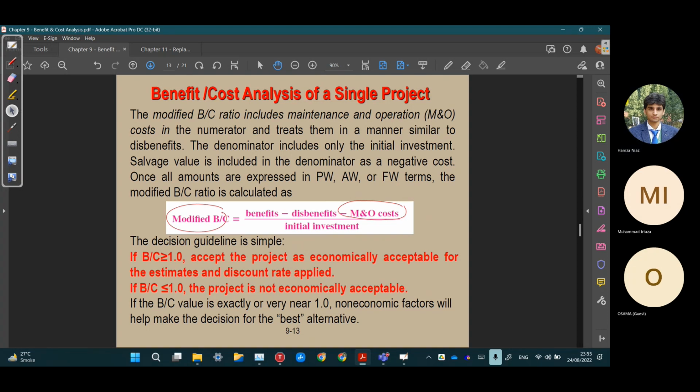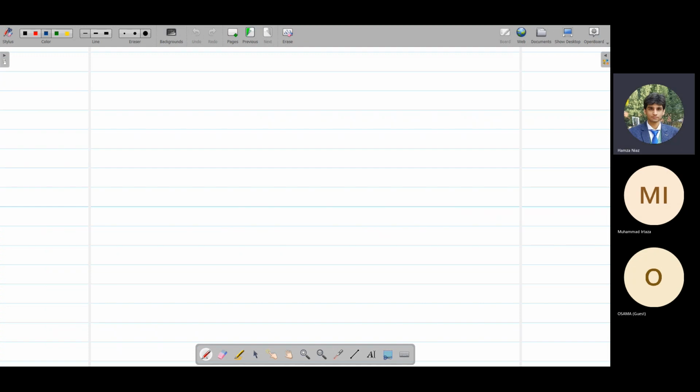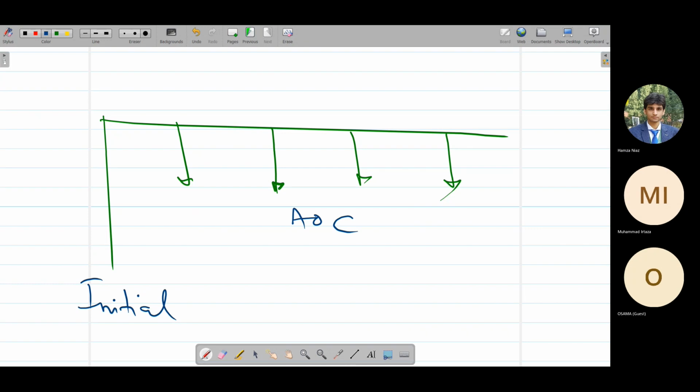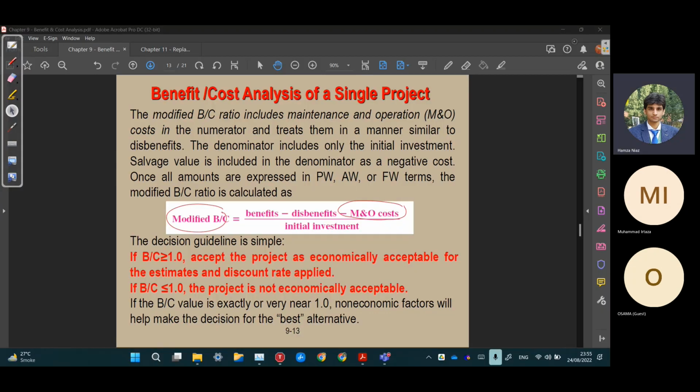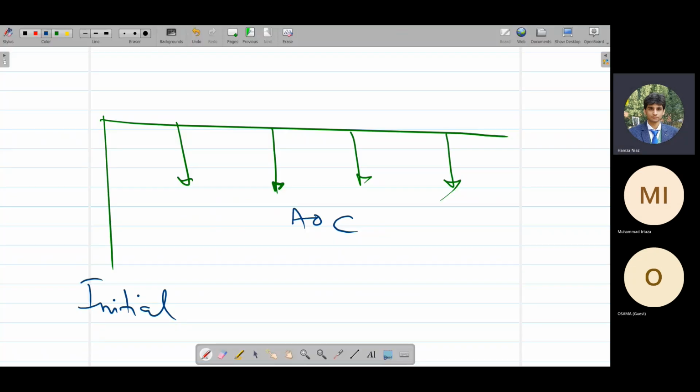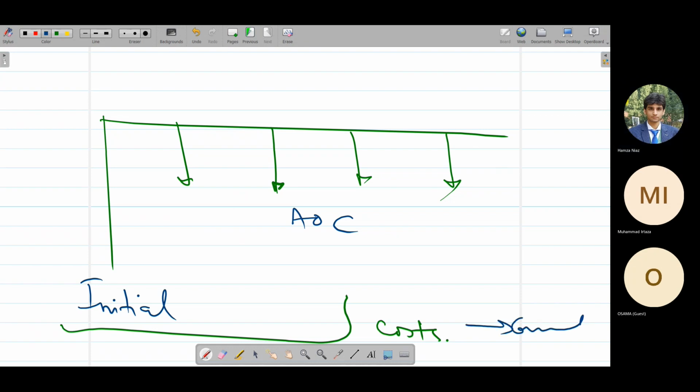So the cost of a project can be in two terms. We have some initial cost, which is some initial investment, and these are the annual operating costs. In the conventional benefit cost ratio, the cost includes both these two things.